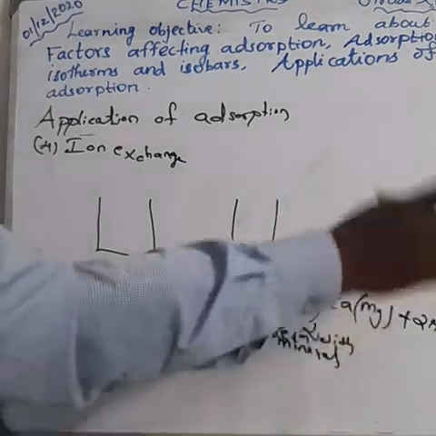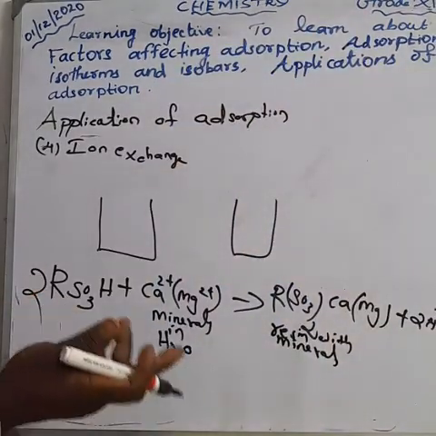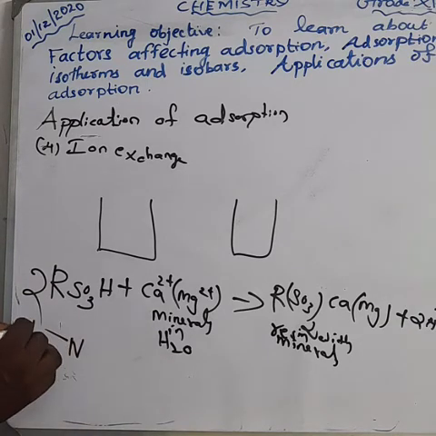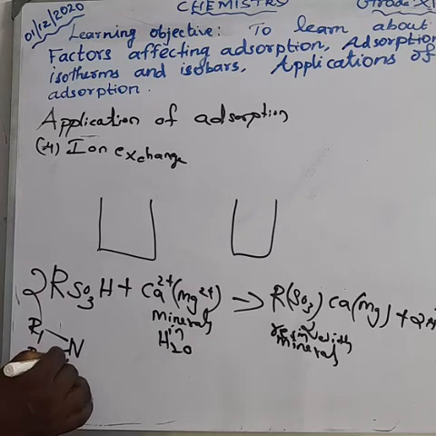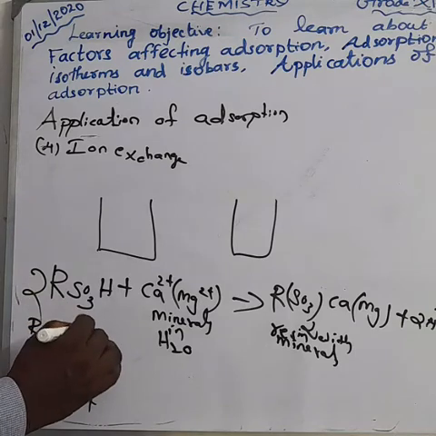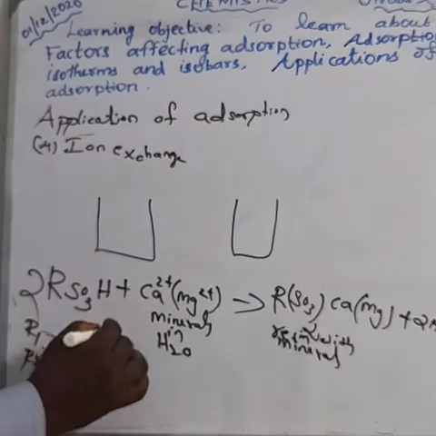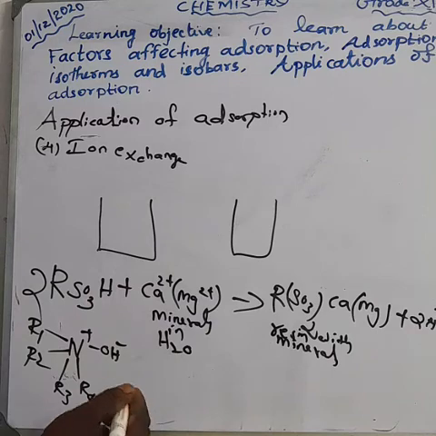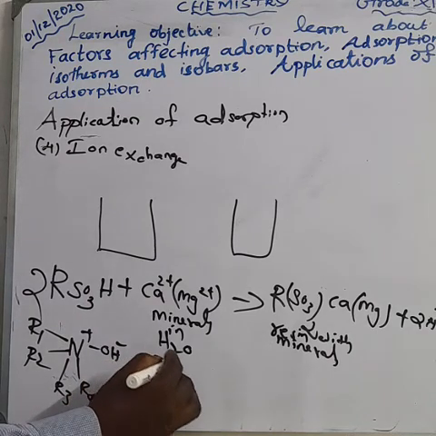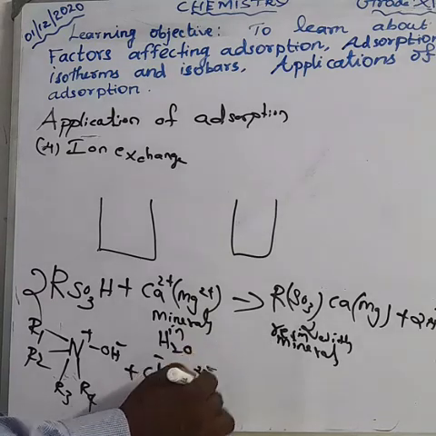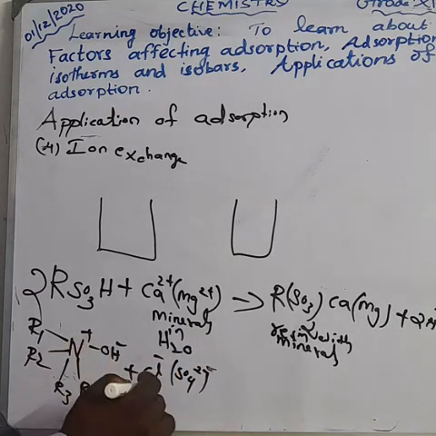So the H plus is leaving out. Am I right? Next one, we are taking the basic resin. Basic resin means there is nitrogen: R1, R2, R3, R4. These react with OH minus. This one reacts with minerals in water, which can be taken as sulfide, chloride, etc. Now we are taking chloride ions and also sulfate ions. These are the minerals in water.